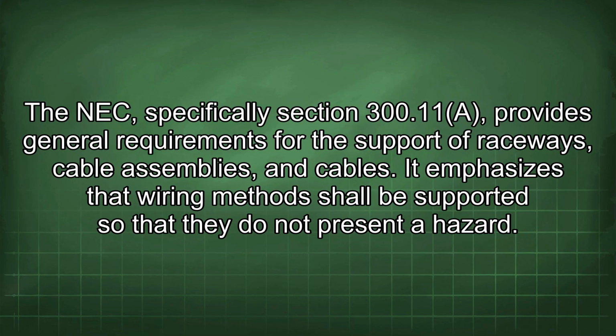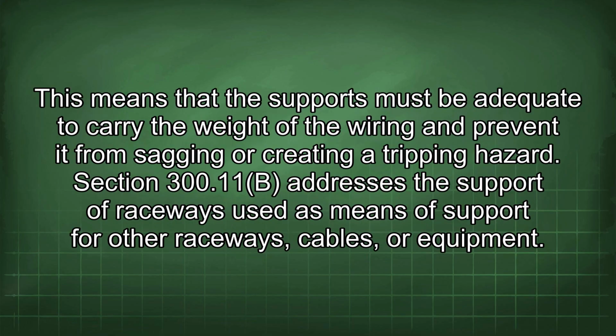The next, specifically Section 300.11(a), provides general requirements for the support of raceways, cable assemblies, and cables. It emphasizes that wiring methods shall be supported so that they do not present a hazard. This means that the supports must be adequate to carry the weight of the wiring and prevent it from sagging or creating a tripping hazard.